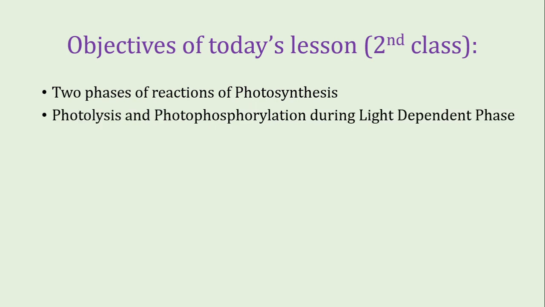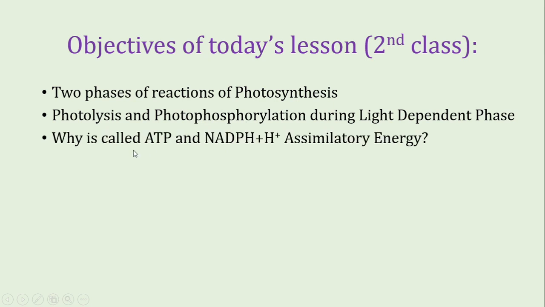The first phase is called the light dependent phase, and the second phase is called the light independent phase. We will discuss them in detail later on. During the light dependent phase, 2 important chemical reactions take place. They are called photolysis and photophosphorylation. We will understand what photolysis and photophosphorylation are, and why ATP and NADPH are called assimilatory energy.